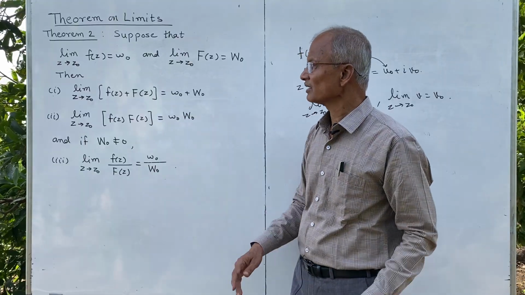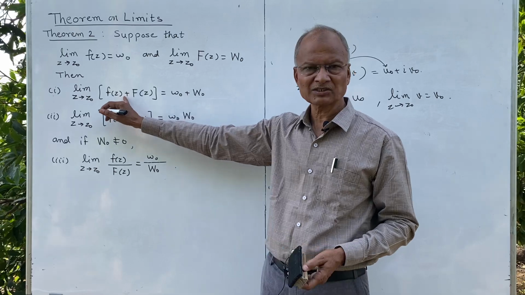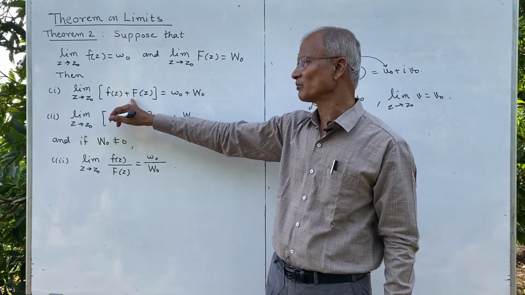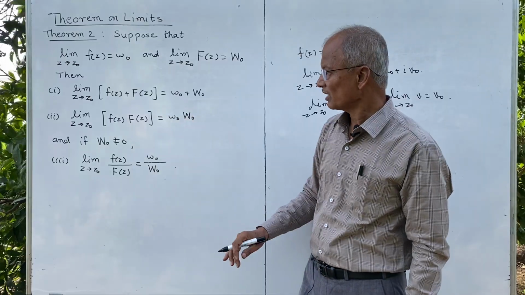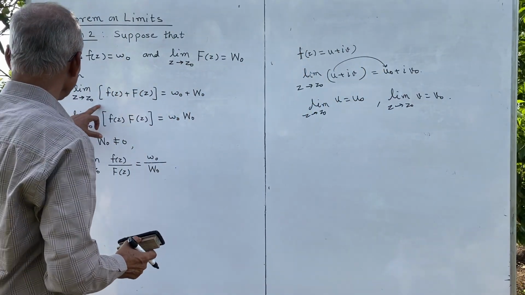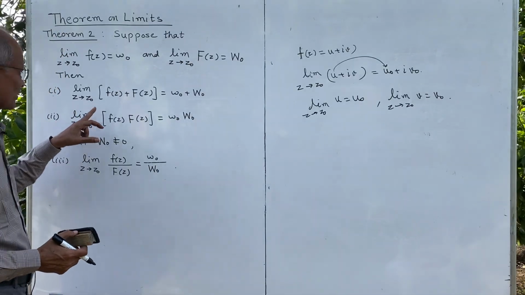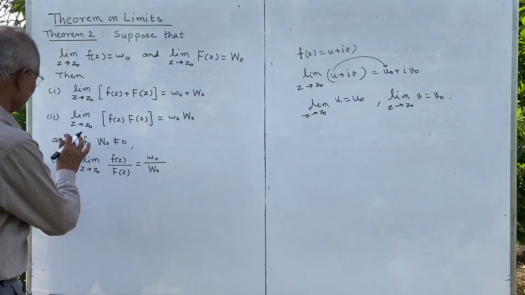So, these are the theorems, and the same theorem holds for subtraction also. In place of addition, if you write minus, then it will be the subtraction sign. And now we will prove this. The first theorem I will leave for you to prove; we will prove the second and third.